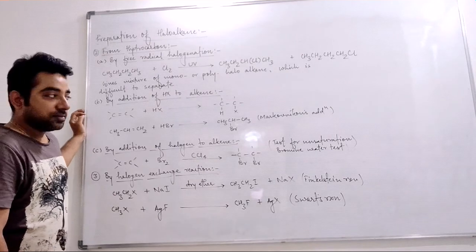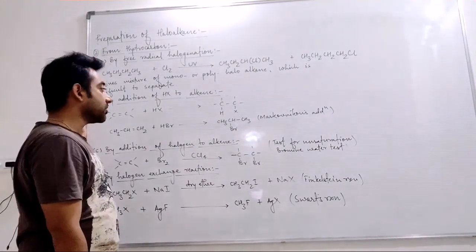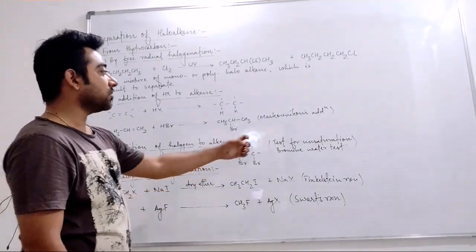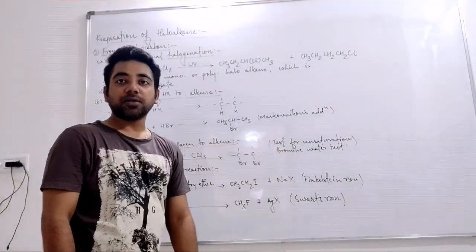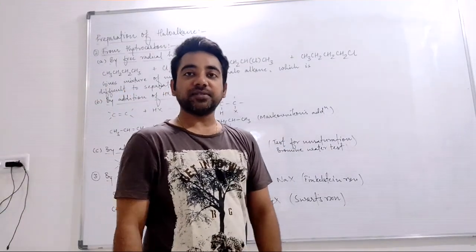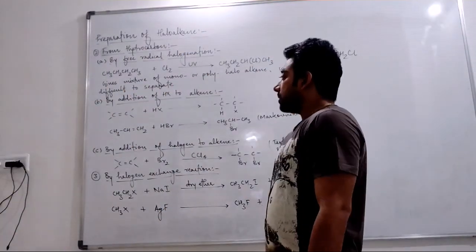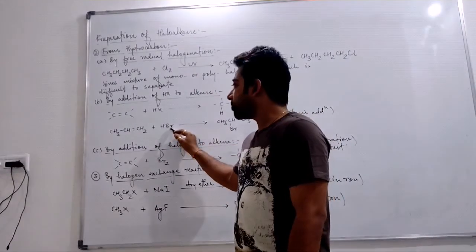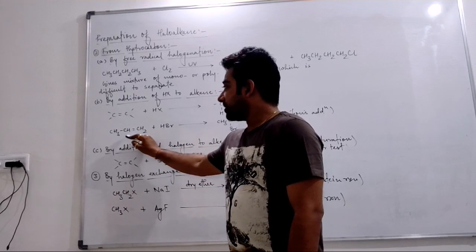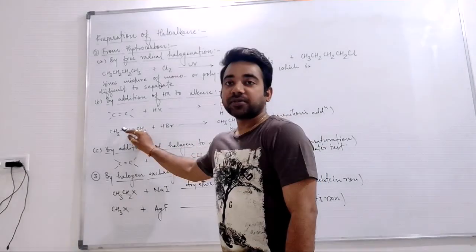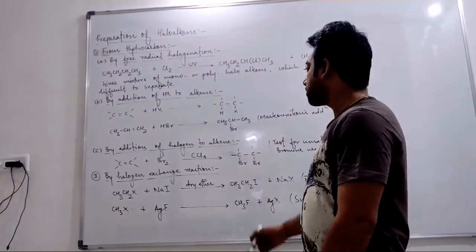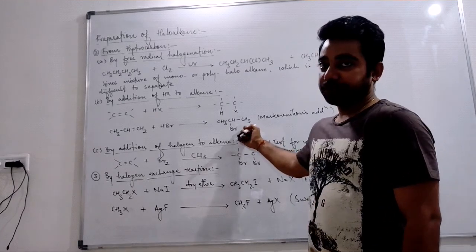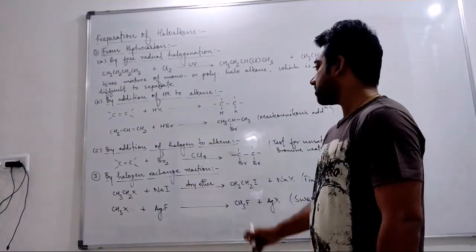For symmetrical alkene, you will always get a single product, but in case of unsymmetrical alkene, Markovnikov's addition will occur. If you can recall Markovnikov's addition, you studied in class 11, that the negative part of the addendum, like here, the negative part of addendum is bromide ion, gets attached to the carbon which is having lesser number of hydrogen. This is Markovnikov rule.